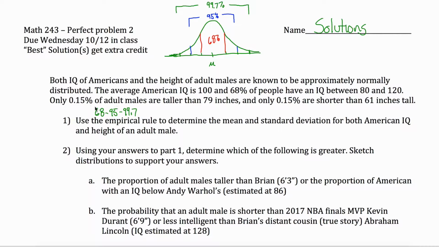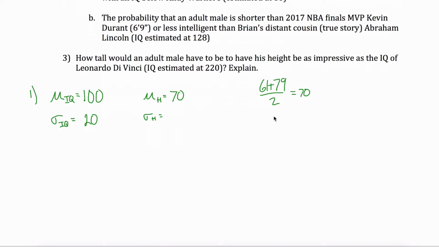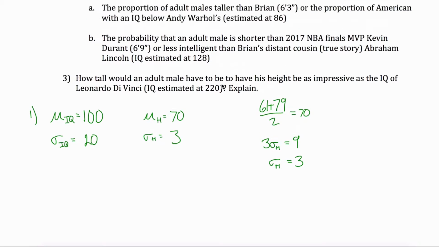When you are told that 0.15% of adult males are taller than 79 inches, you immediately know that 79 inches is 3 standard deviations above the mean. And 61 inches is 3 standard deviations below the mean. And since the mean is 70, I can use either of those observations to figure out that 3 standard deviations must be equal to 9 inches. So if I divide both sides by 3, I get that the standard deviation of height must be equal to 3. And then you can kind of go back and double check to make sure this makes sense.